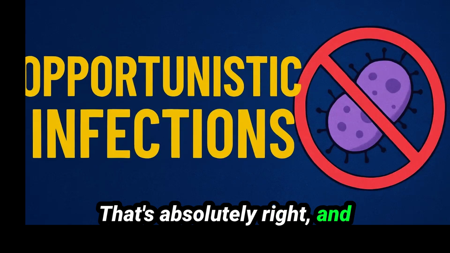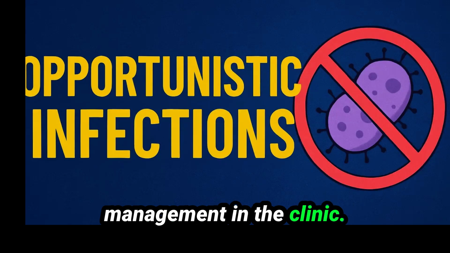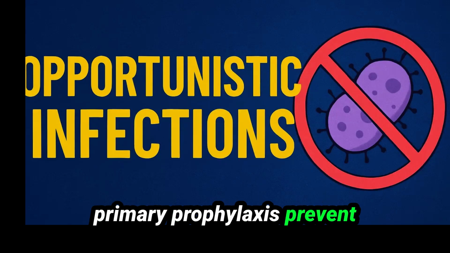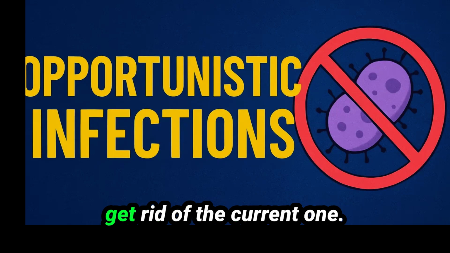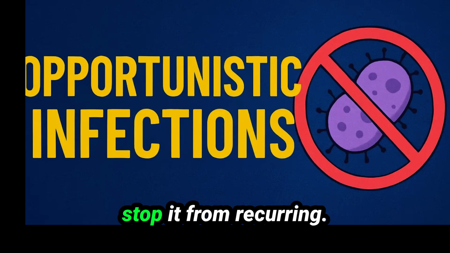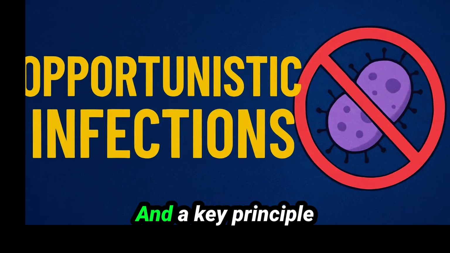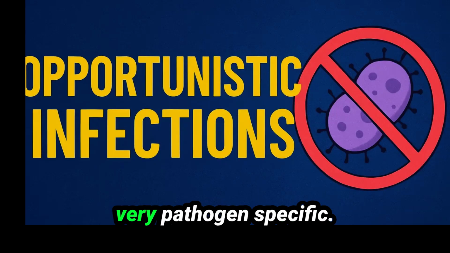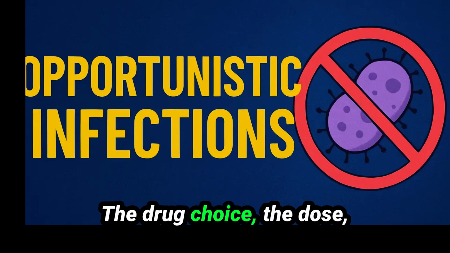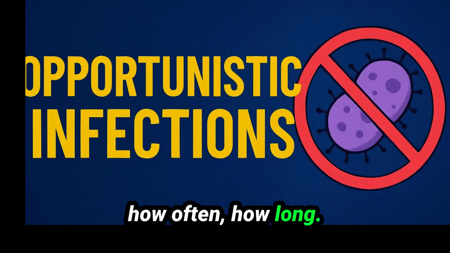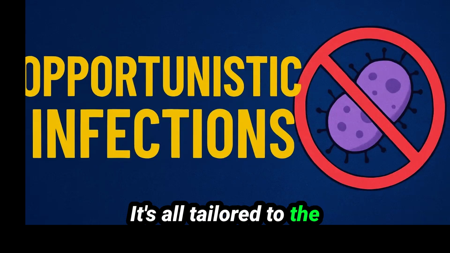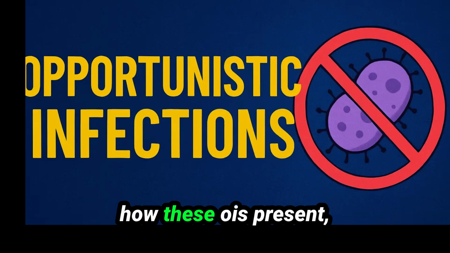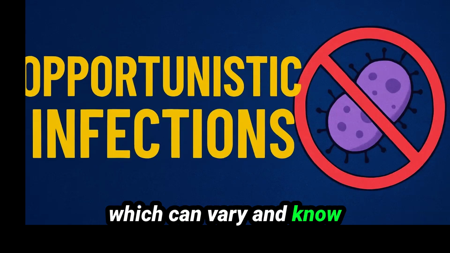That's absolutely right. And it leads to the question of management in the clinic. We rely on those three pillars we mentioned earlier. Primary prophylaxis, prevent the first infection. Treatment, get rid of the current one. Secondary prophylaxis, stop it from recurring. And a key principle tying it all together: every OI regimen is very pathogen specific. The drug choice, the dose, how often, how long, it's all tailored to the specific bug and the goal. So effective management means you've got to recognize how these OIs present, which can vary, and know the right drugs to reach for.